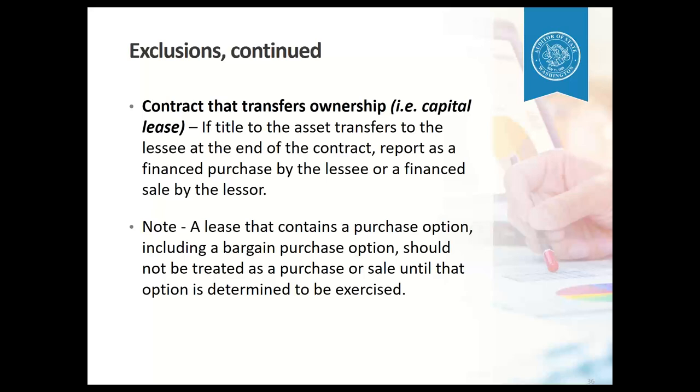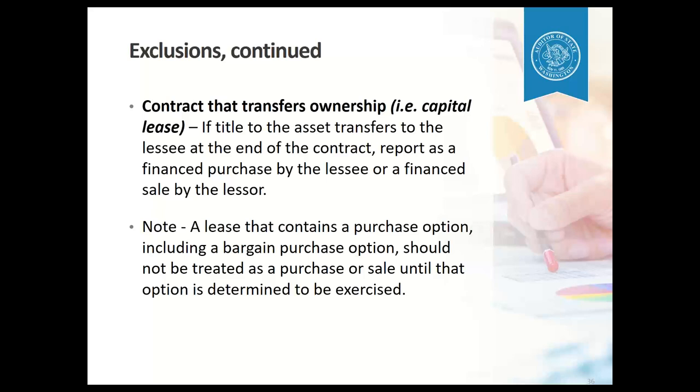Okay, so let's talk about some more exclusions. Contracts that transfer ownership, what we used to call capital leases, we're going to call them installment sales now. So if the title to the asset transfers to the lessee at the end of the contract, you're going to report that as a finance purchase by the lessee or a finance sale by the lessor. So that's what they mean when they say that capital leases are going away. It's not that they go away. You don't call them capital leases anymore. They're finance purchases. Now, if you have a lease that contains a purchase option, including a bargain purchase option, don't treat it as a purchase or sale until that option is determined to be exercised.